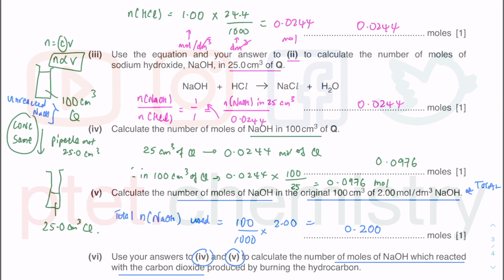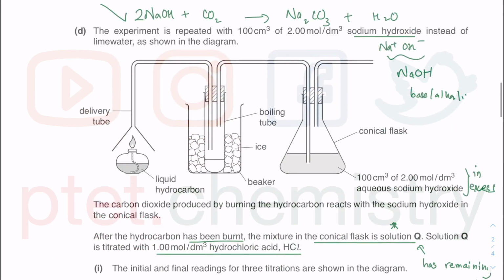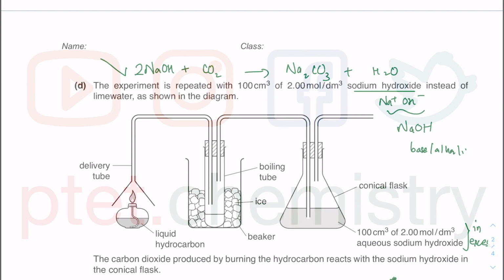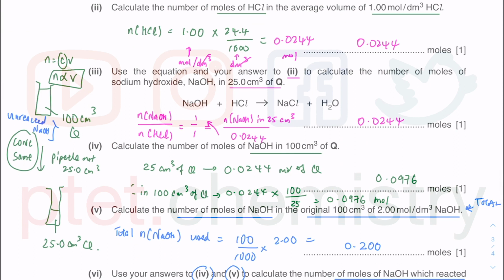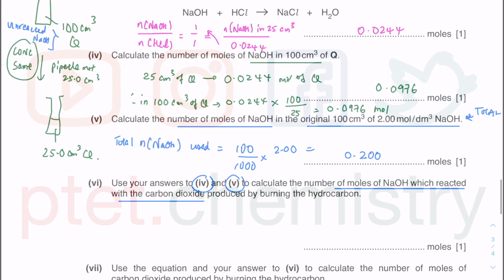Unreacted NaOH. Remember what you put in, which is the total. Some of them reacts with CO2. Out of this total that you put in, 0.200, some of the NaOH reacts with CO2. But some of it is unreacted. And if you know the mole here, which is the answer in part 4, the mole of NaOH in this 100 cm cube of Q is 0.0976. This is what remains unreacted. This is what you put in. So the difference between these two is going to be whatever has reacted with CO2. So it's going to be your answer in, well, this one minus this one.